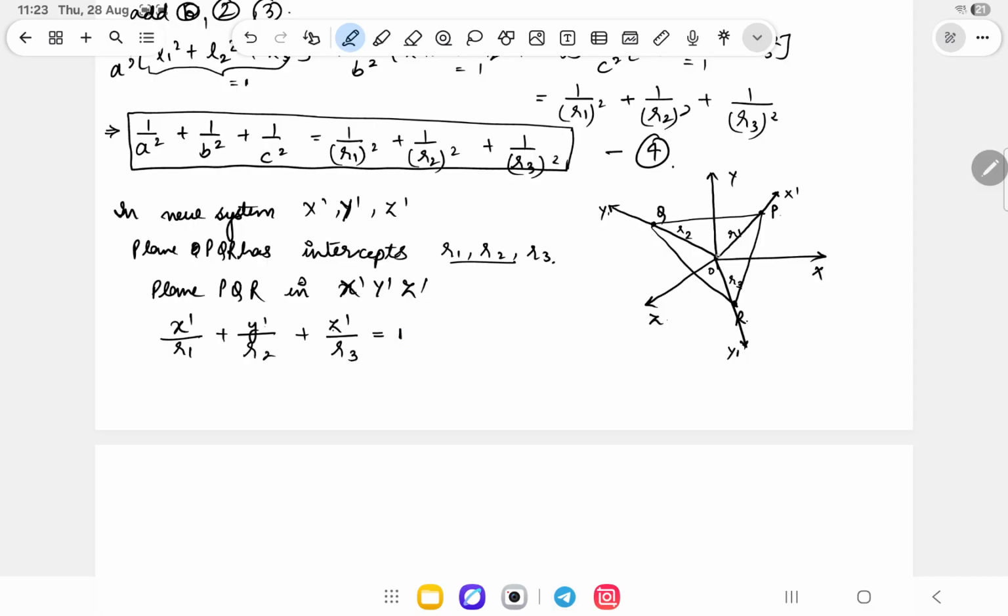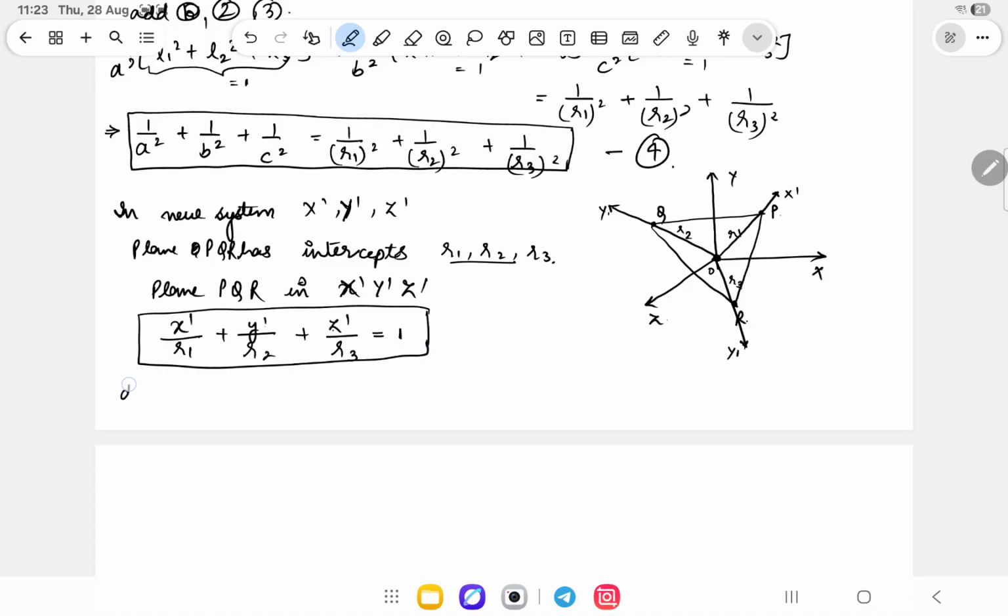Also I can do so because my OP, OQ and OR are mutually perpendicular to each other. That's why I am able to rotate this XYZ system to get the new coordinate system X dash, Y dash, Z dash, which has the same origin as the system X, Y and Z. If these are not mutually perpendicular, then I cannot say that these R1, R2, R3 will act as intercepts. So I got this as the equation of plane PQR.